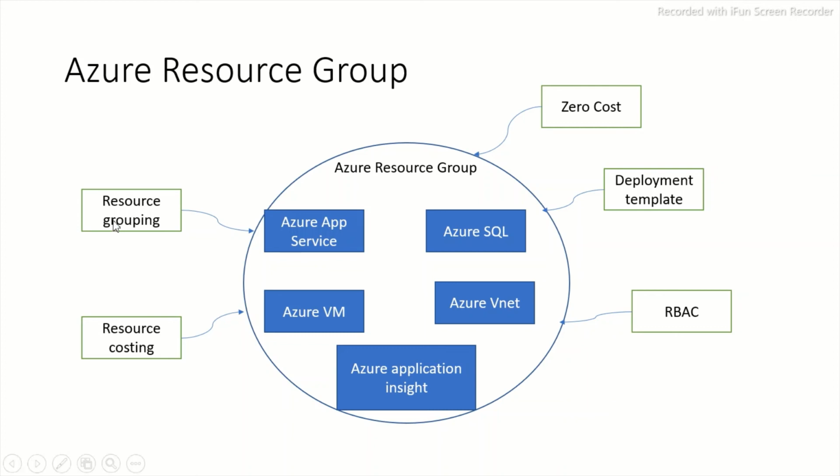The fourth or fifth point is resource grouping. You can create all the resources, group them together, and tag them to a person. Example, if four or five products are running, and you want to tag each resource group to a product owner, those kinds of features can also be availed on the Azure resource group. When you create this Azure resource group, there is zero cost associated with it. So you need not pay any penny for creating and using the Azure resource group.